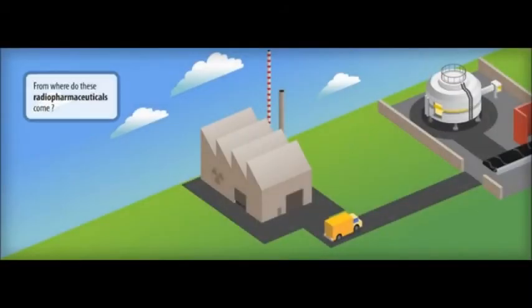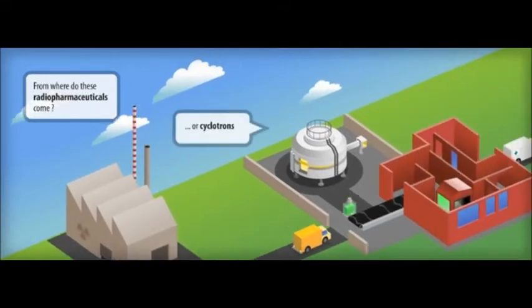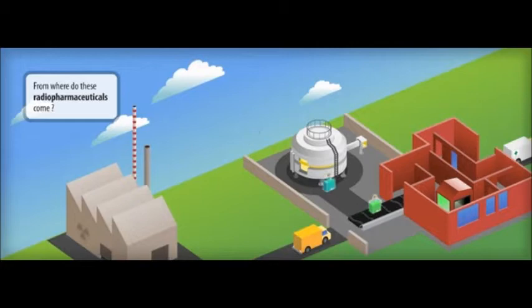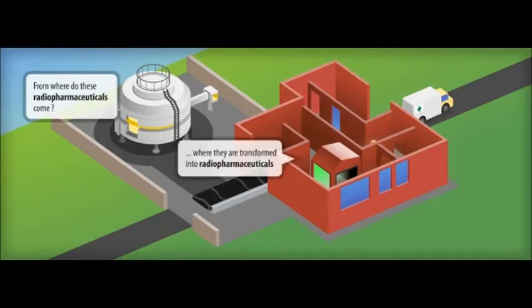The radiopharmaceuticals journey. From where do these radiopharmaceuticals come? Radioactive products are originated either from reactors or cyclotrons. These products are then processed in radiopharmacies, where they are transformed into radiopharmaceuticals.